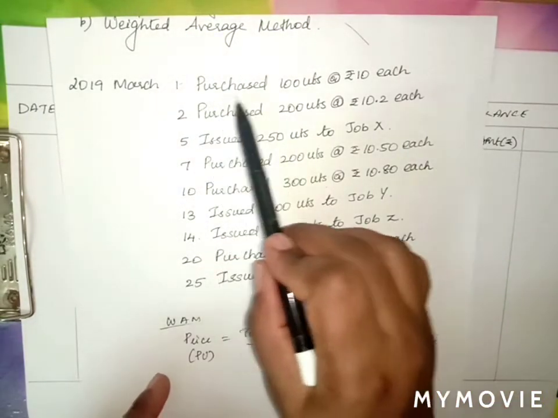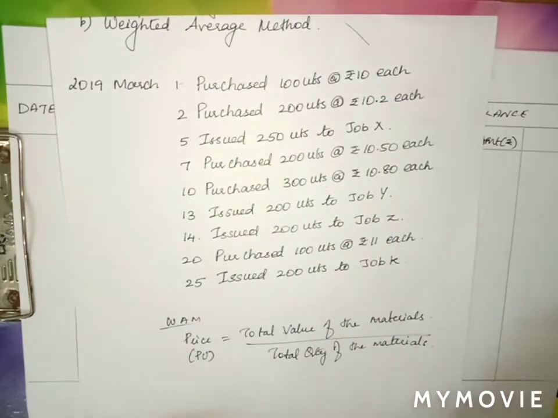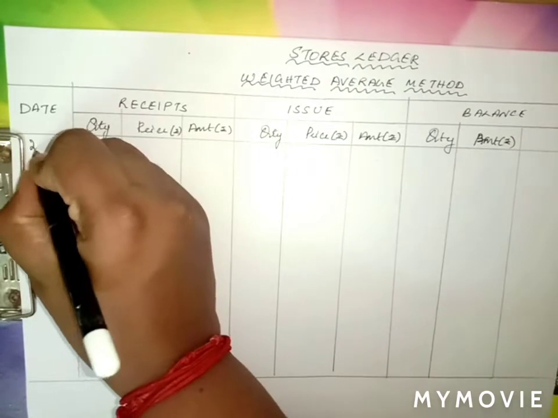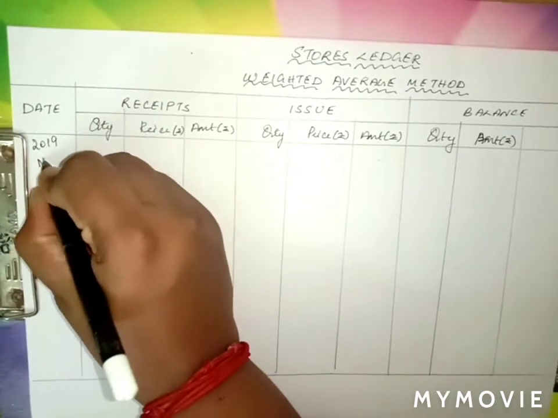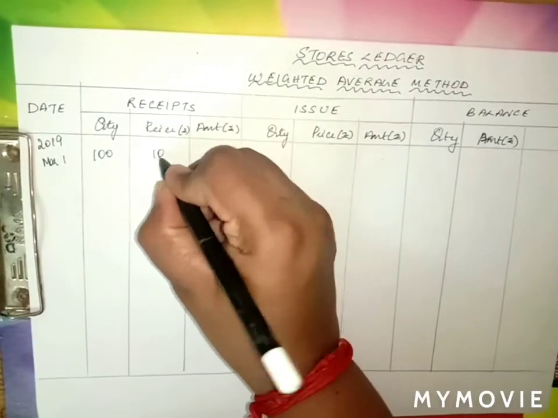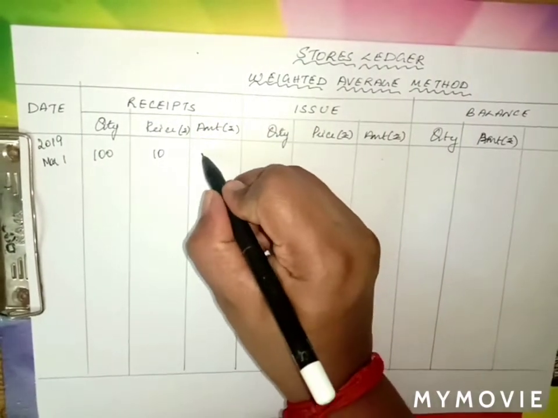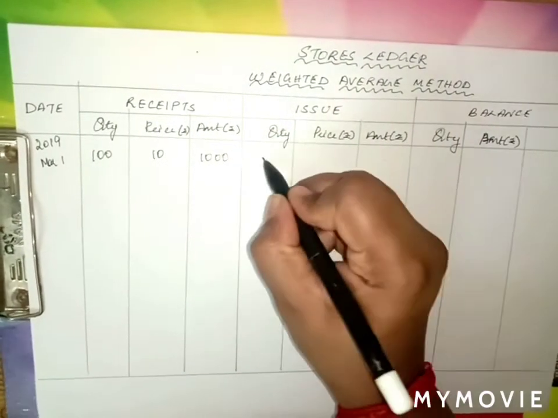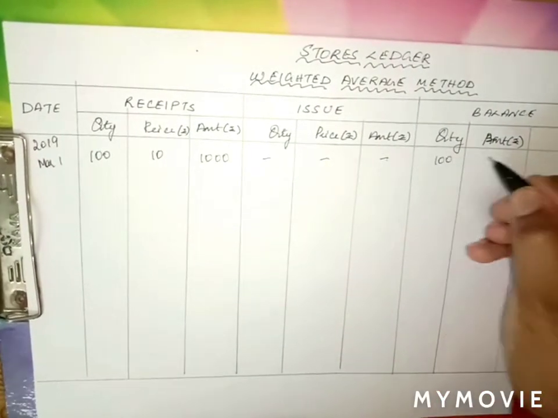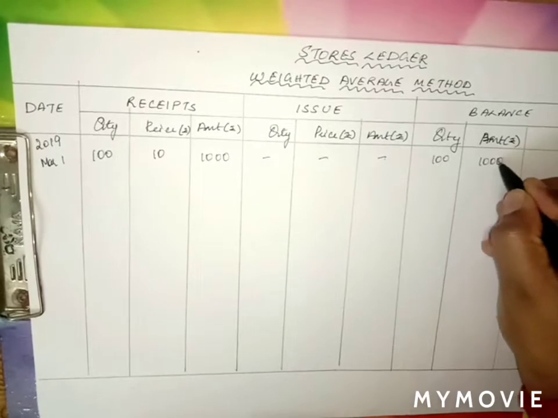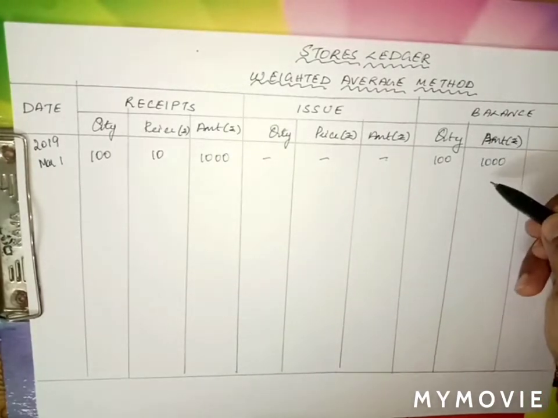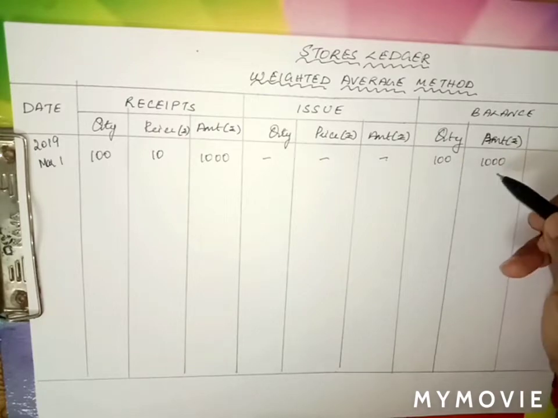The first one is purchase of 100 units at 10 rupees each. So on 2019 March 1st, 100 units purchased at 10 rupees each, which should be 1000 rupees. There is no issue here, so the balance will be 100 units at 1000 rupees. We are not concerned about the per unit price in the balance, we are going to find only the total amount.